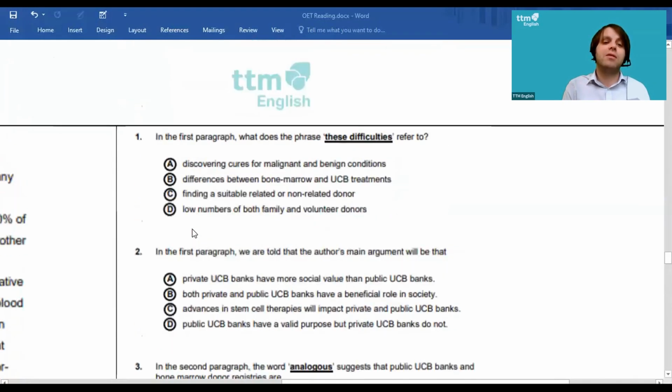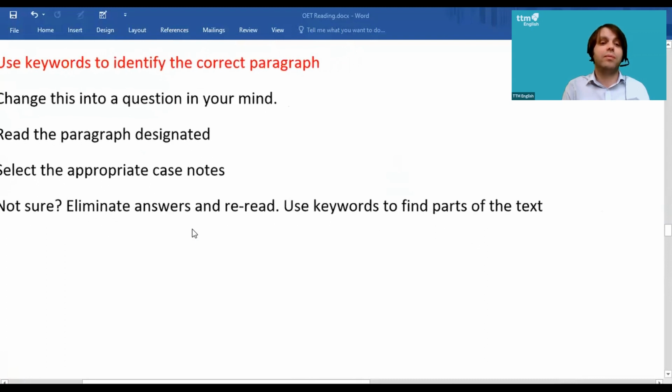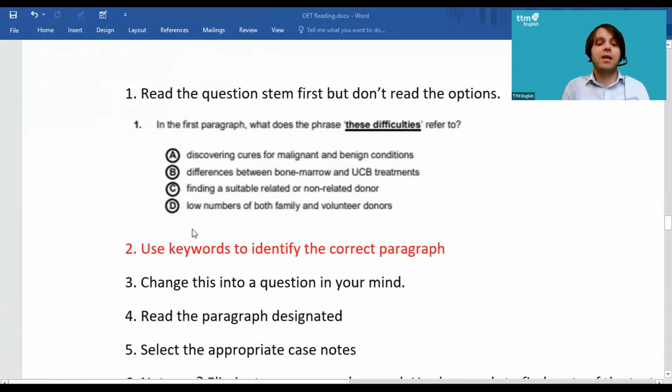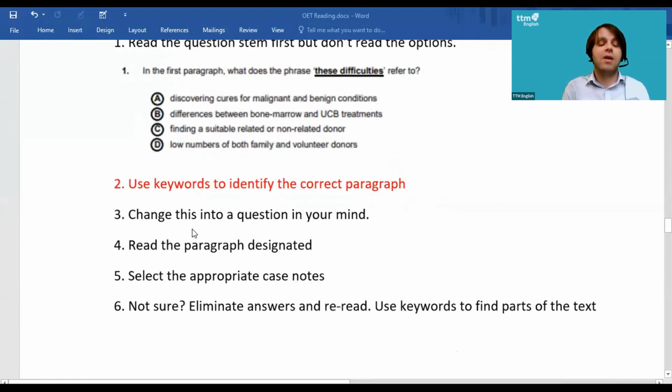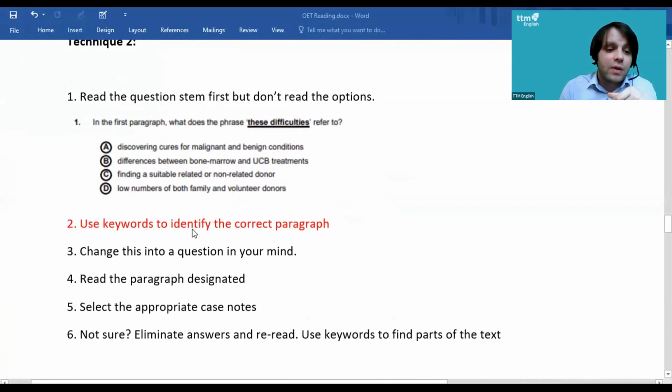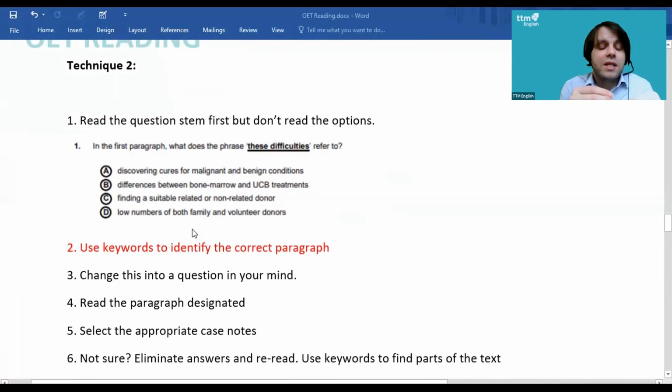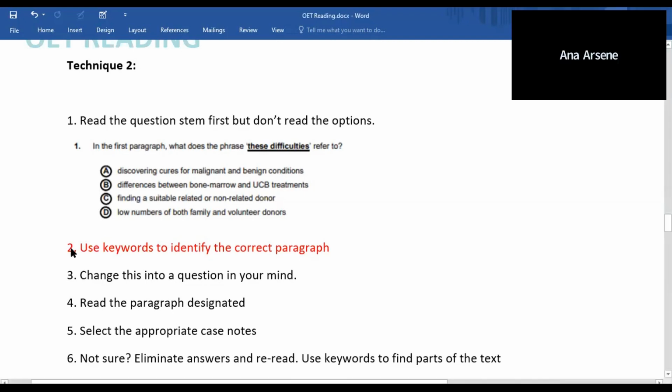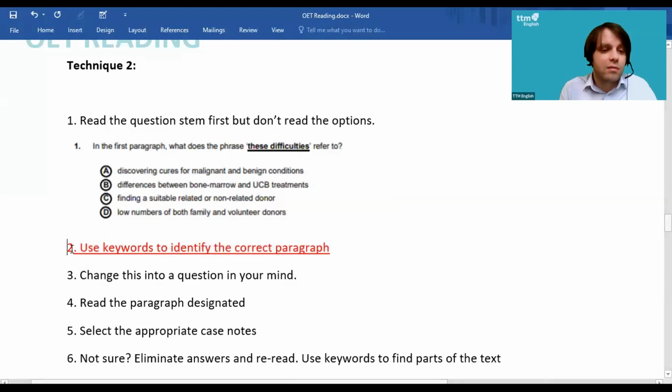And here is my technique. It's dead simple. I've put the extra bit in red. There are not 5 steps for technique 2. There are 6. What is the extra step, Remy? Use the keywords to identify the correct paragraph. Thank you, Anna.